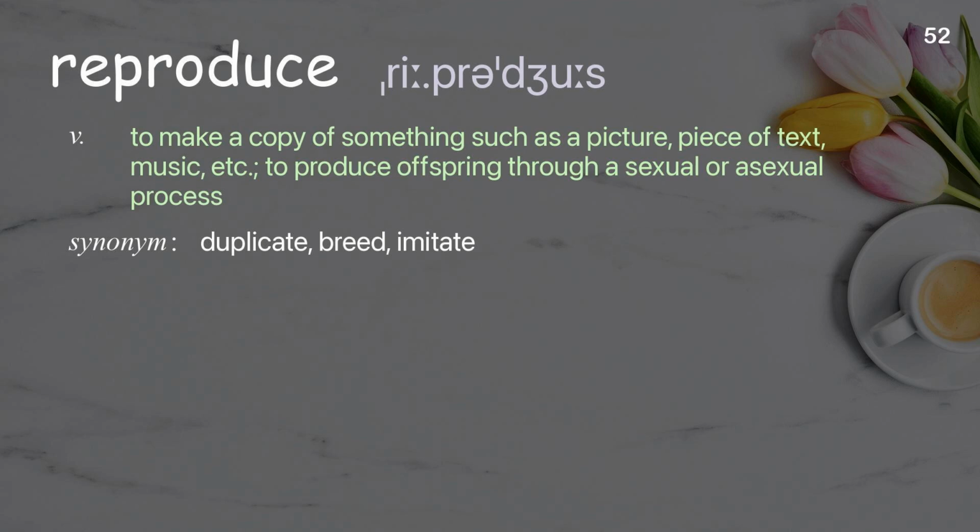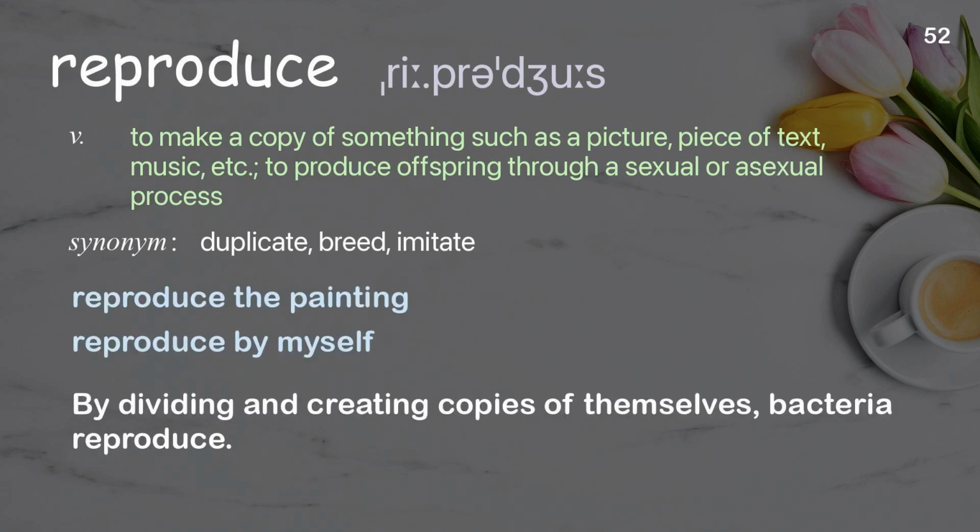Reproduce. To make a copy of something such as a picture, piece of text, music, etc. To produce offspring through a sexual or asexual process. Examples: Reproduce the painting, reproduce by myself. By dividing and creating copies of themselves, bacteria reproduce.